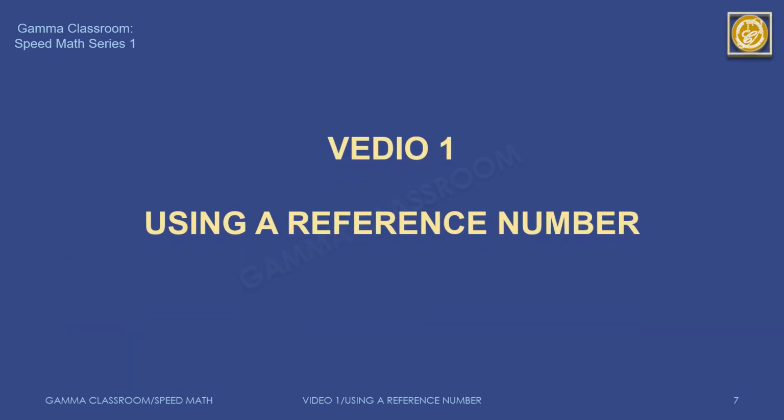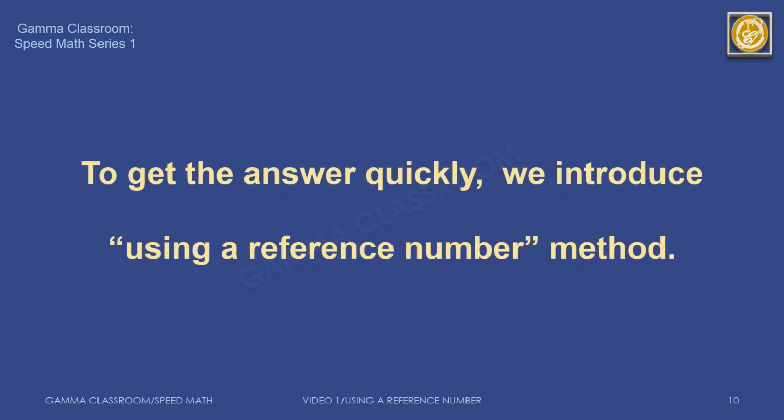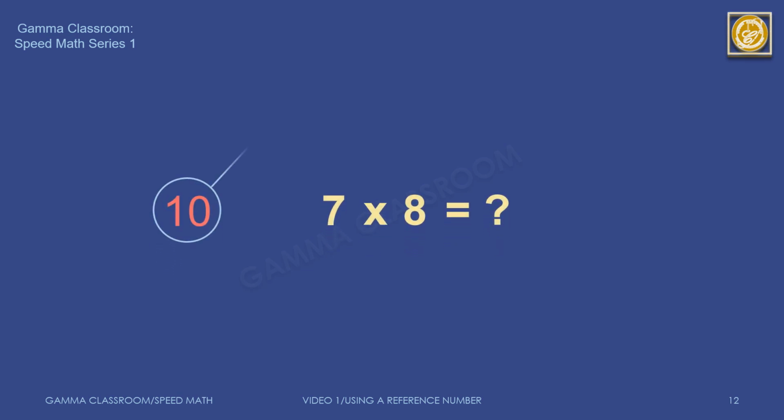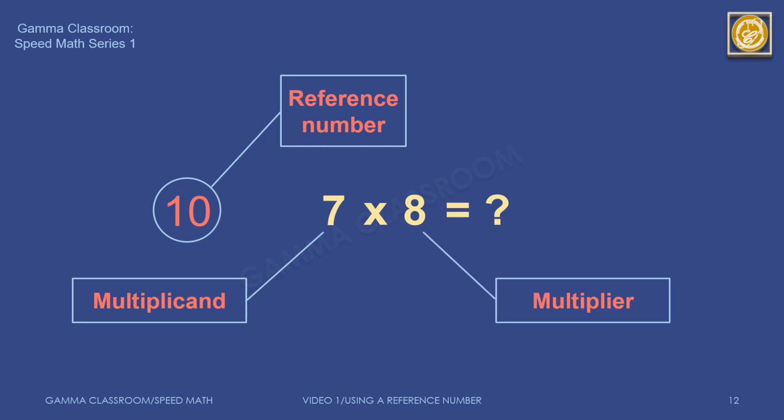Video 1. Using a reference number. Let's begin by learning how to multiply numbers up to 10 times 10. 7 times 8 equals how many? To get the answer quickly, we introduce the using a reference number method. Since 7 and 8 are close to 10, we use 10 as a reference number. The 10 is called the reference number. The 7 is called the multiplicand. The 8 is called the multiplier.